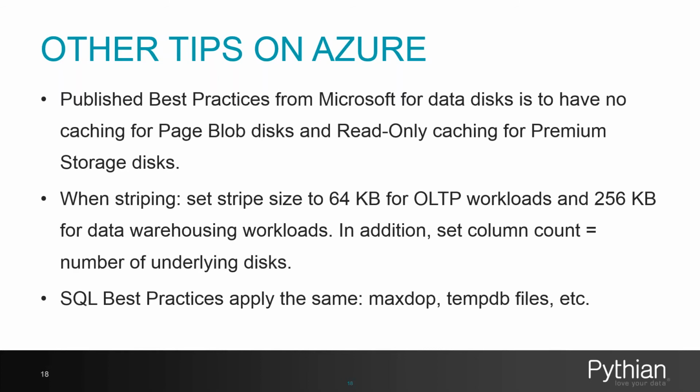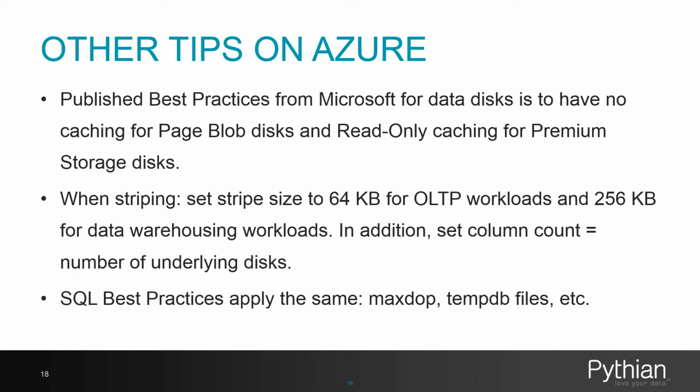If you are working with page blob, then most likely you are going to need to stripe. It's not going to be a requirement just because page blob disks have such low baseline performance. And then the SQL best practices still apply the same. This is true for AWS as well. You have to be setting up your max degree of parallelism correctly. Make sure that you have the proper sizing of TempDB. All your files are set up correctly. You distribute the workload in different volumes, etc.